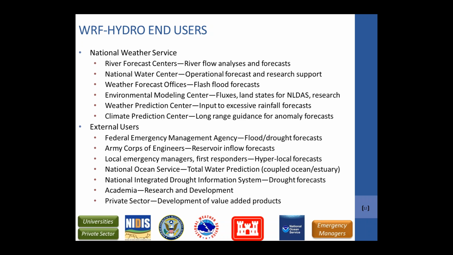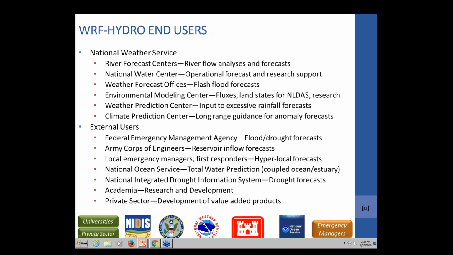In terms of external users, that was just the Weather Service, but there's really a wide range of external users that we're working hard to connect with. Chief among them might be the Federal Emergency Management Agency, FEMA. They need guidance of this sort to pre-position their resources so they can respond to disasters, whether it's floods or droughts. The Army Corps of Engineers are especially interested in the long-range reservoir inflow forecast. Local emergency managers and first responders can make use of the hyperlocal guidance.